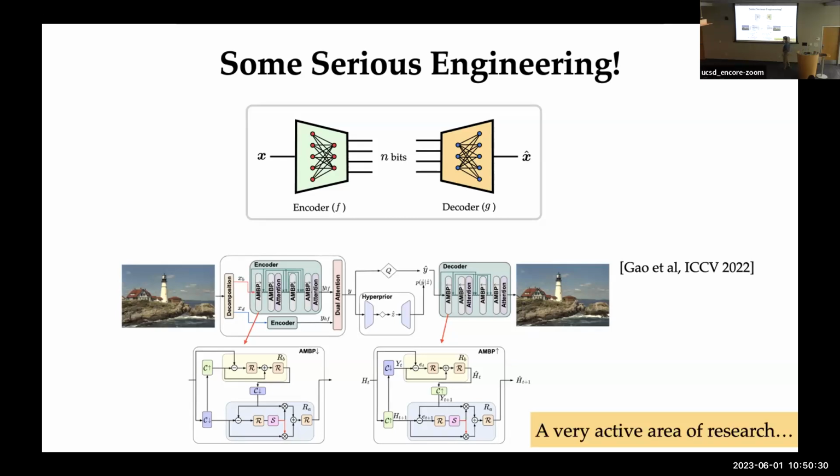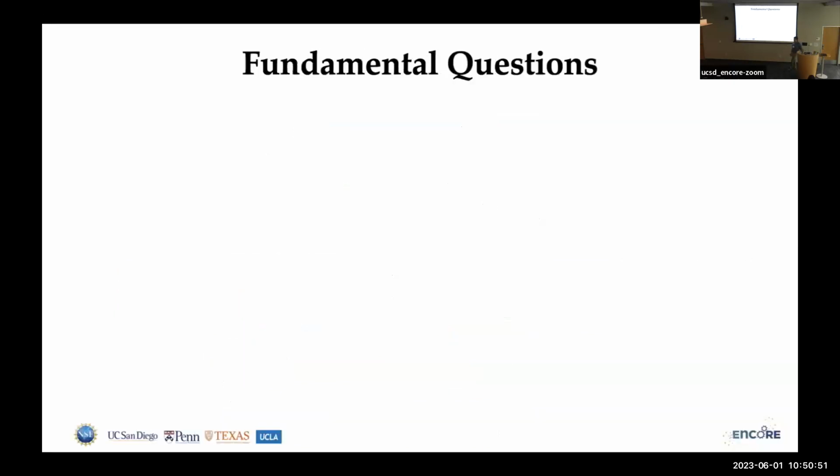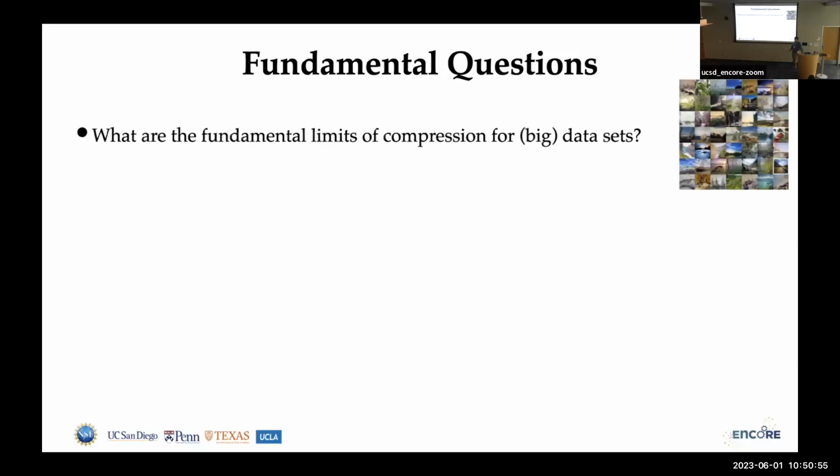Well, longer story short, this is a quite active area of research. Every day you see papers that try to essentially improve the quality of neural compressors by proposing new architectures. And by improving quality, what I mean is that you want to essentially minimize the distortion given some certain budget on the rate.